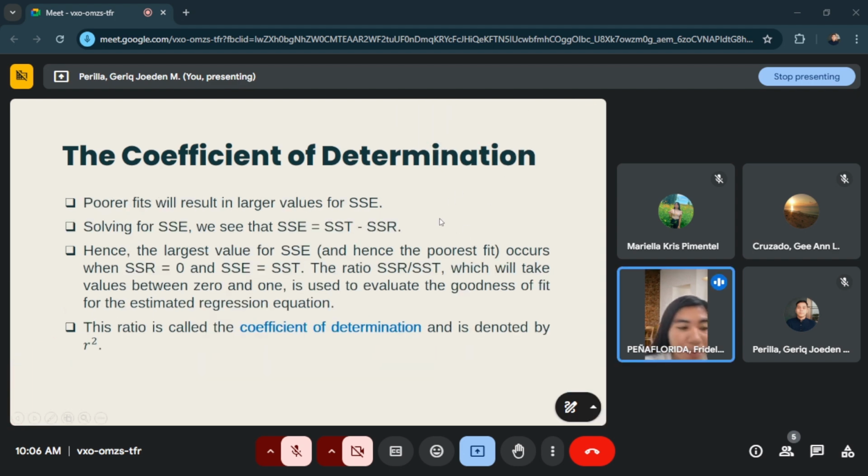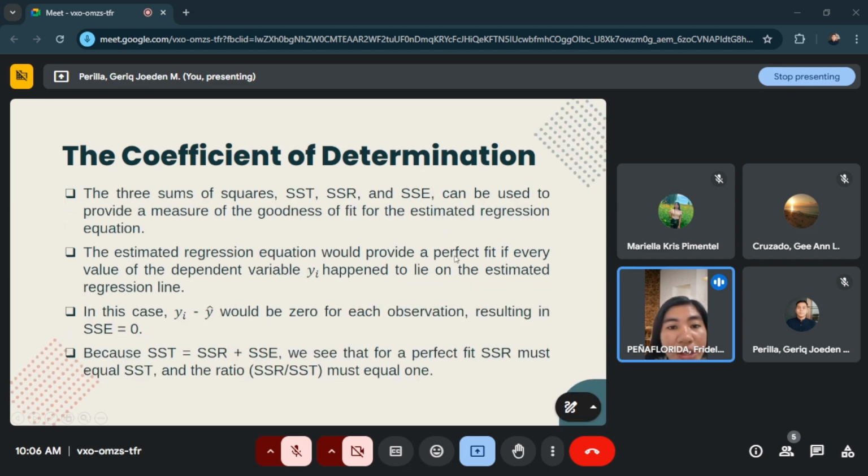The coefficient of determination po is poorer fits will result. So, there are three sums of squares. Yung una po is yung SST, SSR, and SSE yung pangatlo. So, yung SST po, yung total sum of squares, represents the total variation in the dependent variable. It measures how much the data points differ from the mean of the data. Yung SSR naman po, yung sum of squares for regression, ina-represent naman po niya yung variation sa dependent variable that the regression model can explain.